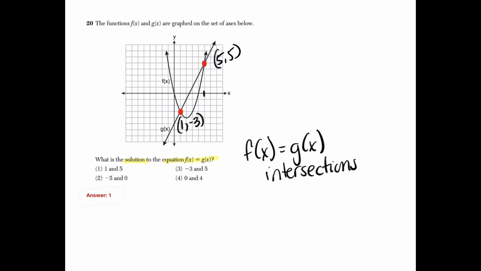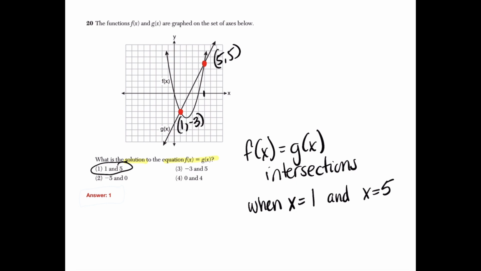So we see it happening when x is what? When x is equal to 1 and when x is equal to 5. So that's going to be the solution. F of x, we're looking for when x is equal to what? All right, so you can hit pause and jot this one down into your notes.